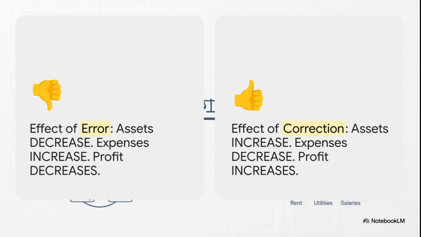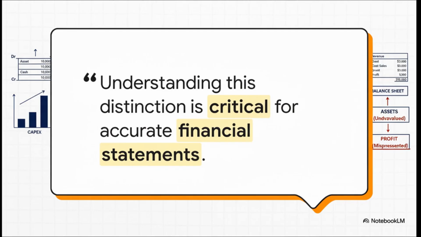Now, when you fix that error, everything flips. Assets go up, expenses go down, and your profit is restored to its true accurate level. See, this isn't just an academic exercise. Messing this up gives a distorted view of the company. It messes up your statement of financial position by undervaluing your assets, and it messes up your income statement by misstating your profit. And that can lead investors, banks, and even managers to make bad decisions based on bad information.